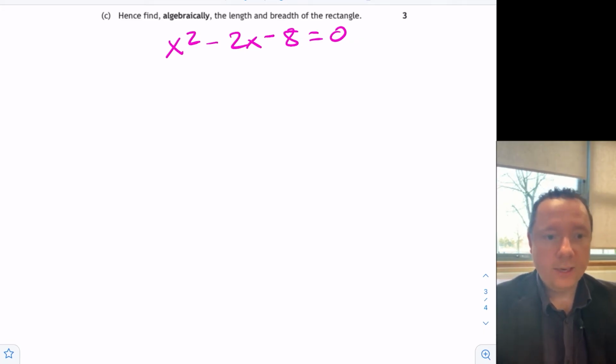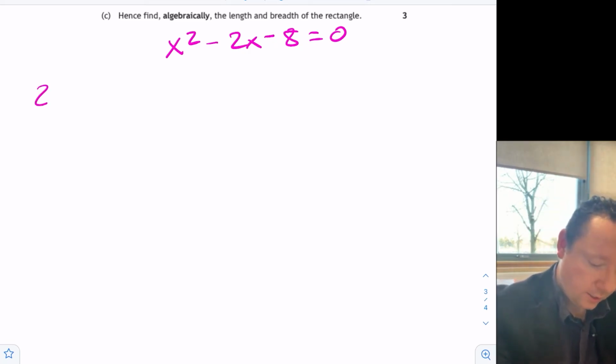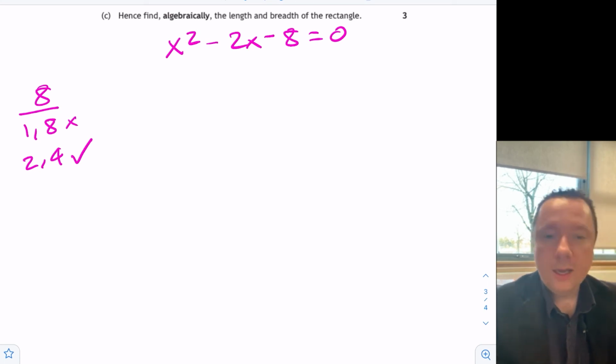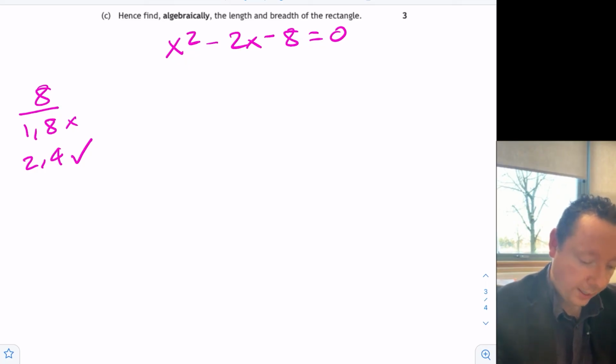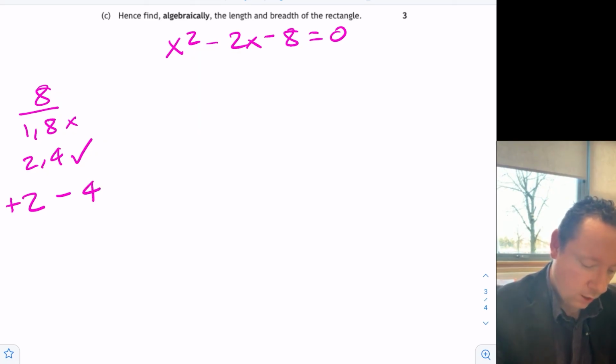We have x squared minus 2x minus 8 equals 0. To factorise this, you're looking for numbers that multiply together to make 8. I've got 1 and 8 or 2 and 4. I want the pair that add or take away to make minus 2. 1 and 8 never does it, so it's going to have to be 2 and 4. It's not 4 take away 2, because that's plus 2. It's going to be 2 take away 4, or plus 2 take away 4 is minus 2. And plus 2 times minus 4, just to check, is minus 8, which is the last number.